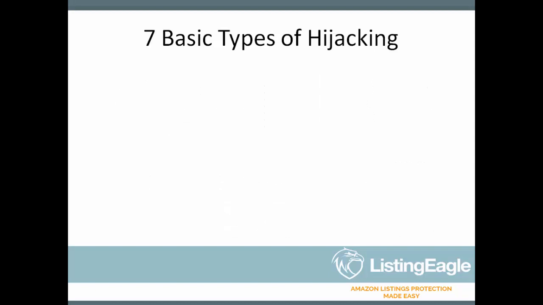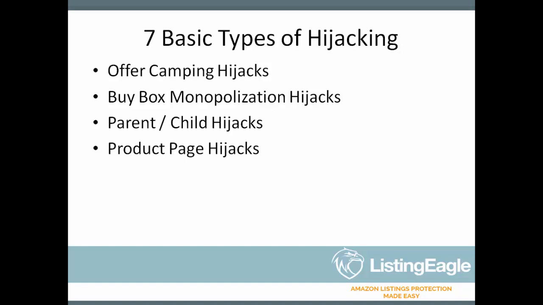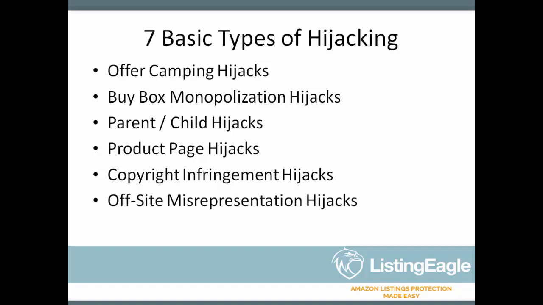So there's 7 basic types of hijacking: offer camping, buy box monopolization, parent-child hijacks, product page hijacks, copyright infringement, off-site misrepresentation, and hybrid method hijacks.